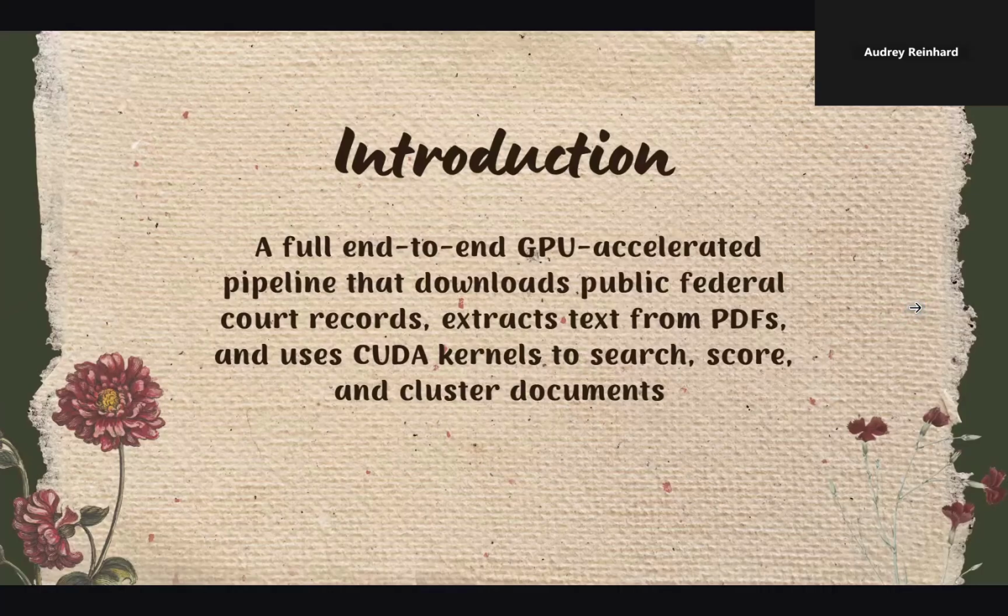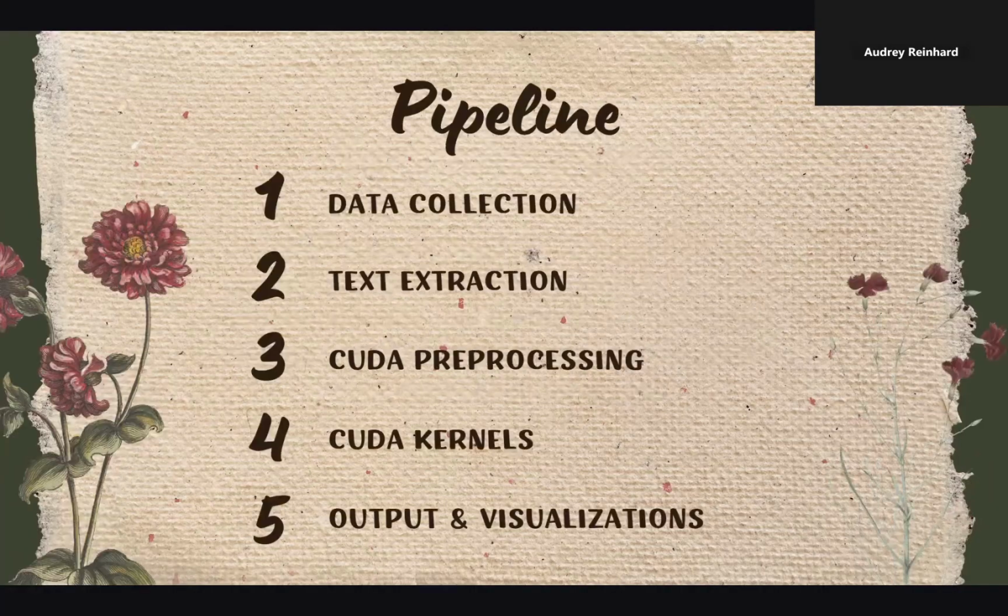So the core idea of our project is to search through the thousands of publicly available federal documents known as the Epstein files. We built a full end-to-end pipeline that downloads those documents, extracts the text, and then uses CUDA kernels to search, score, and cluster them.